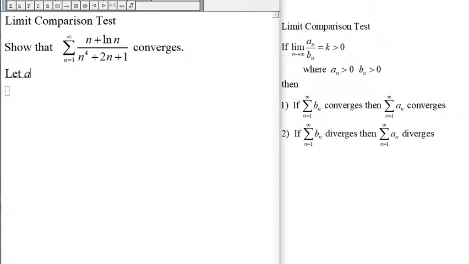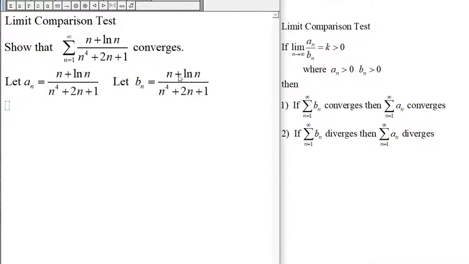So here we can just let a sub n be the given sequence here. And then just let b sub n be something similar that we know something about. And the reason for choosing b sub n to be n over n to the fourth is that this will reduce to 1 over n to the third. And we know that the series of 1 over n to the third is the p series with p equal to 3, and it converges. So that's why we choose this.